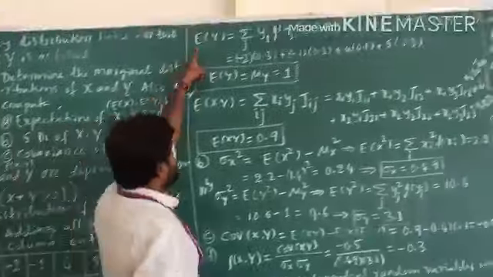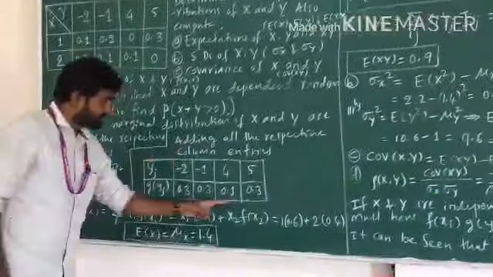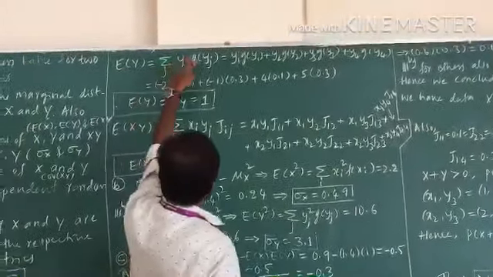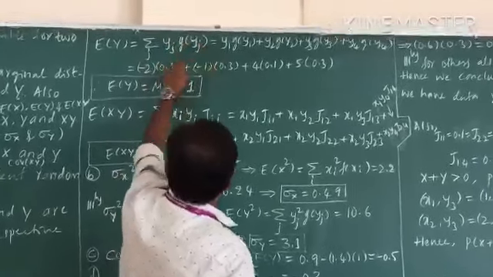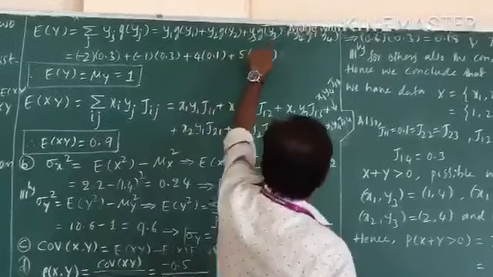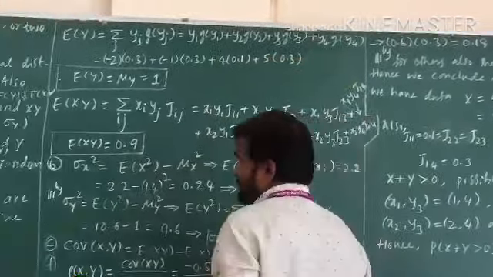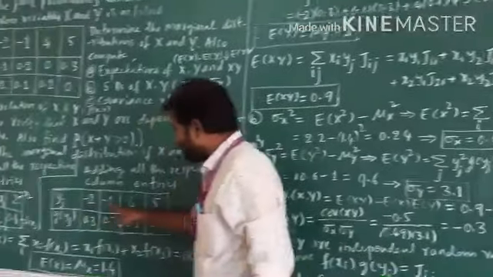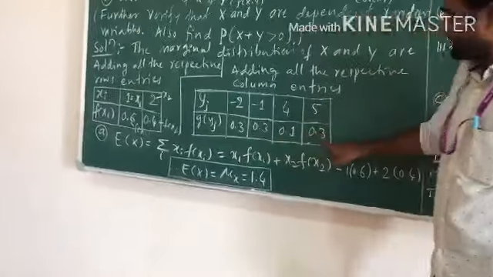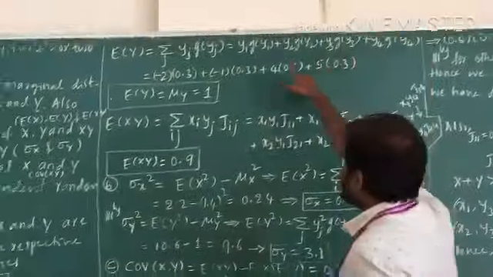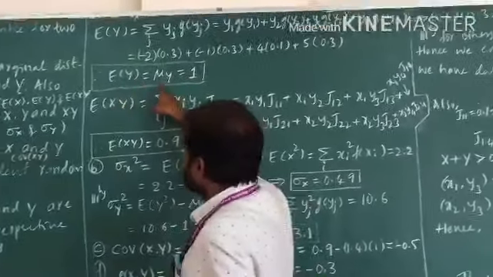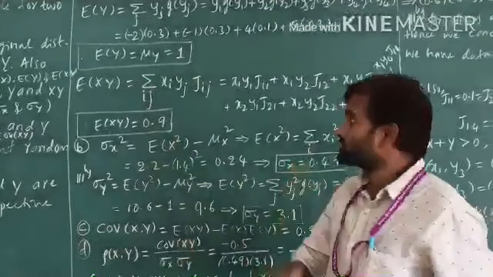Similarly, expectation of y. Using the y table, expectation of y is the summation over j of yj g(yj), which equals y1 g(y1) plus y2 g(y2) plus y3 g(y3) plus y4 into g(y4). We have up to y4: y1, y2, y3, y4, and g(y1), g(y2), g(y3), g(y4). All values done. After substituting those values, expectation of y, or mu y, equals 1.